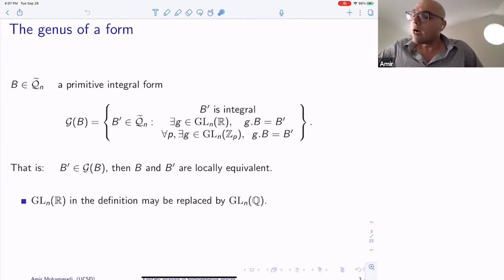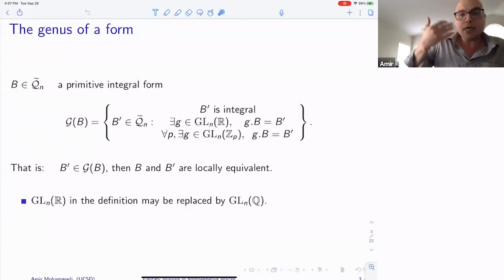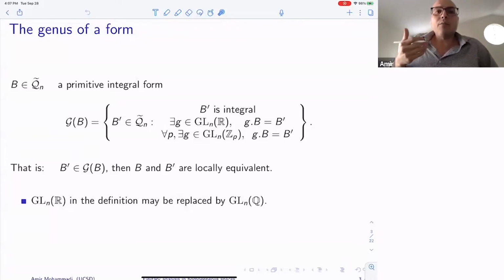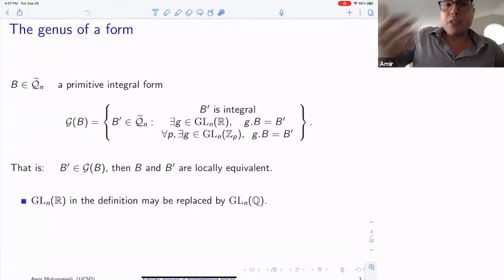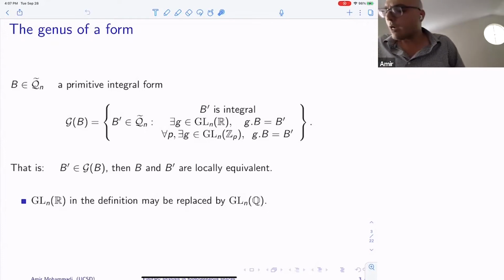So just some remarks before I mod out this genus by the equivalence relation and get finitely many points. Of course, because I have equivalence over all R and p-adics, these forms are rationally equivalent. The question I'm looking at is Z equivalence, which is much finer than rational equivalence. So I could replace this Z over here by Q, but that's okay.